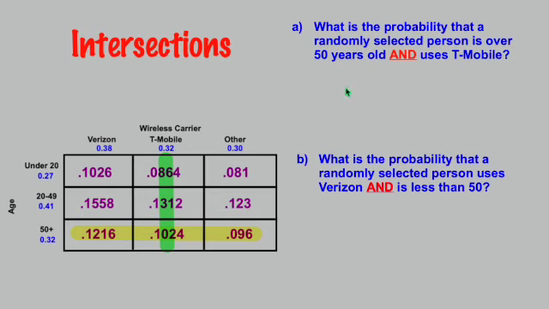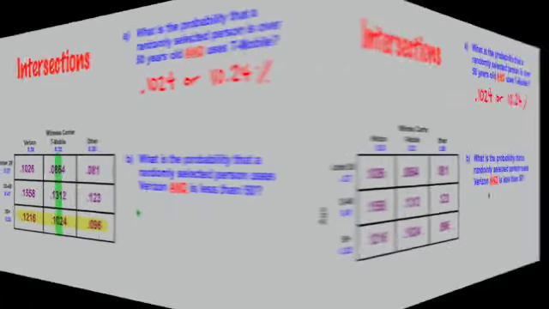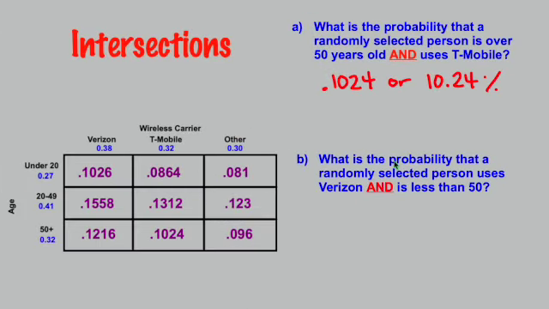So I'm going to go ahead now and write in the answer over here. We could say either 0.1024 or you could put in 10.24%. Either of those would be okay. Alrighty, so let's go ahead and look at the other one. The next one says, what's the probability that a randomly selected person uses Verizon and is less than 50? So let's go to Verizon first. So my Verizon would be these three right here.